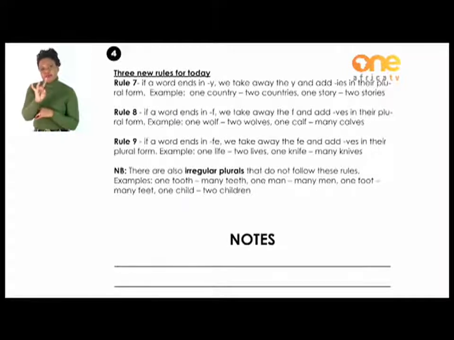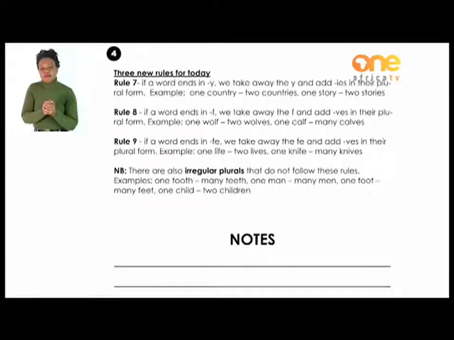If a word ends in F, we take away the F and add VES. Take away, the way you take away the Y. If the word is ended with an F, remove. Throw away the F, but replace it with the VES. Let's look at the examples.